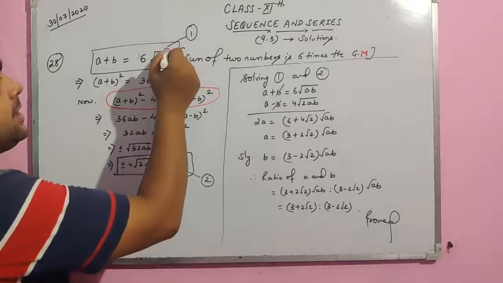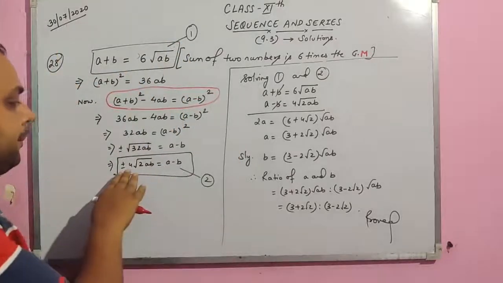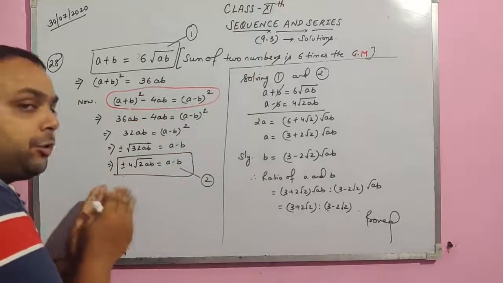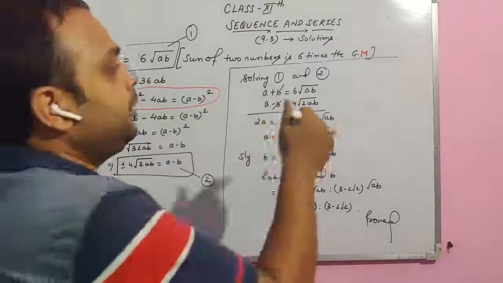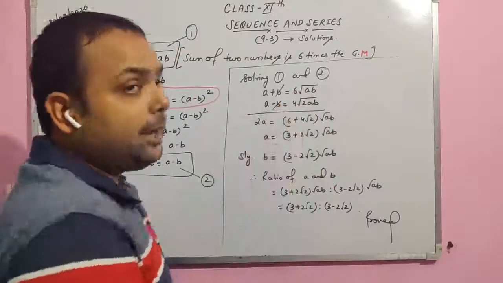Now we have two equations. This is first A plus B and this is second A minus B. Now taking only the positive terms here, we can take the negative also. I am taking only the positive one. So the two equations are A plus B as 6 root AB, A minus B as 4 root 2 AB.